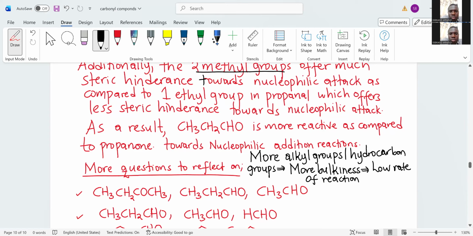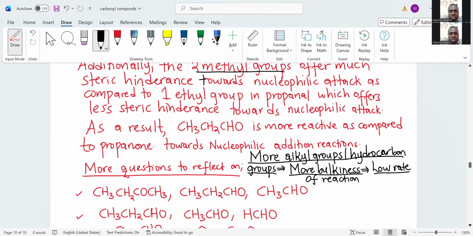So what does this imply? In general, the more alkyl groups or hydrocarbon groups we have, the more bulkiness we have. And the more the bulkiness, the lower the rate of reaction.